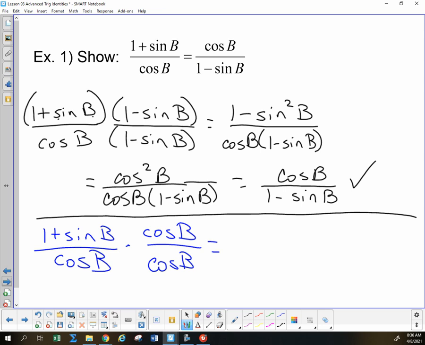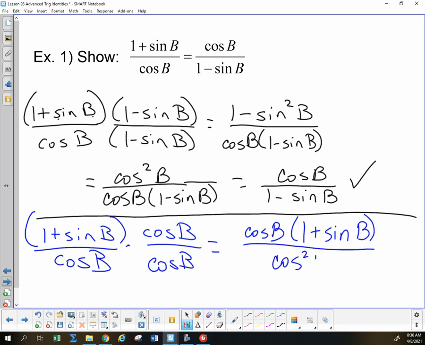Okay, that's going to give me, now I don't want to cancel it back out, because that undoes what I just tried. So I'm going to keep the numerator as cosine b, and I need to put my parentheses around that since it had a plus sign, times the 1 plus sine b. And now I'm going to say my denominator is cosine squared b. I want to keep that cosine b in the numerator. What can I do now with cosine squared of b?